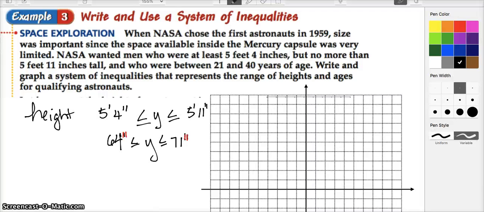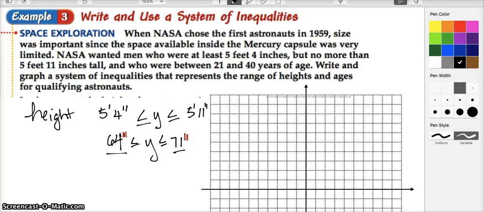So arbitrarily, I'm going to talk about height as y, and we know that the person they chose had to be between 5'4" and 5'11". So y is going to have to be between 5'4" and 5'11". And I think it's nice to be consistent with just inches. So I'm going to do 64 for 5'4" and 71 for 5'11".